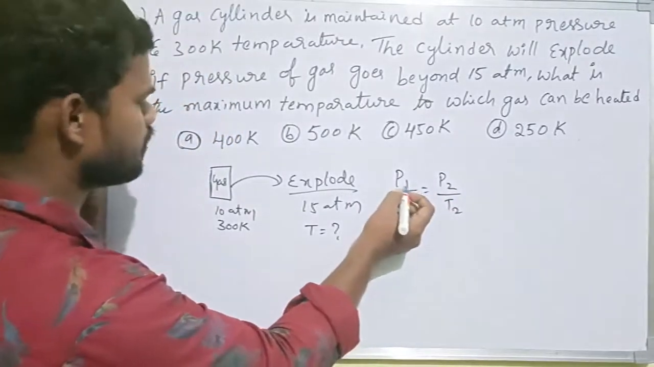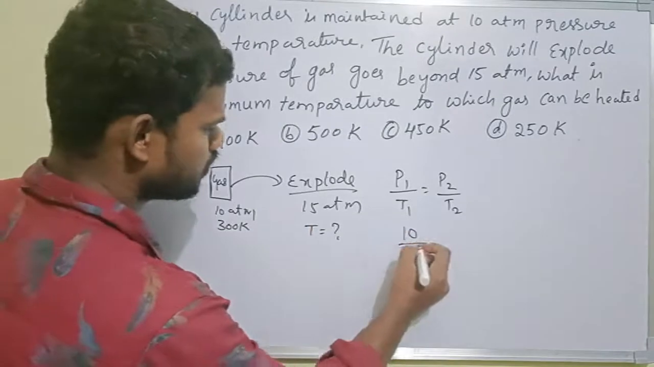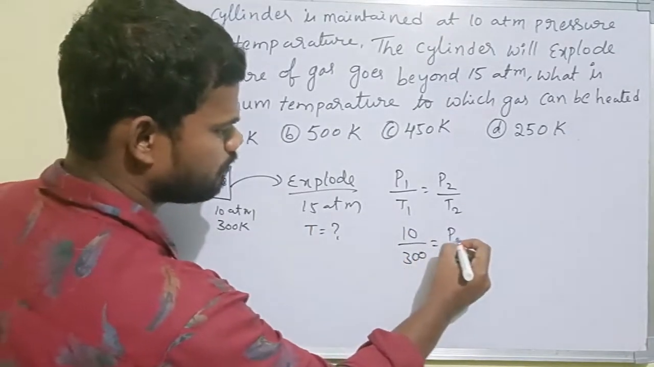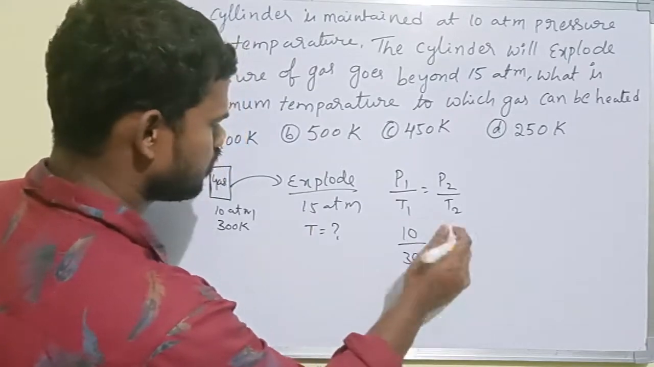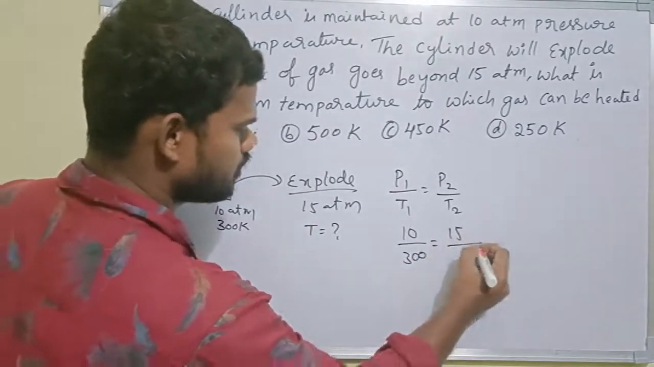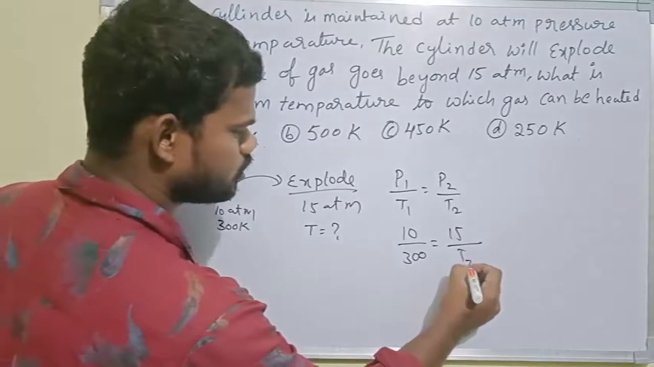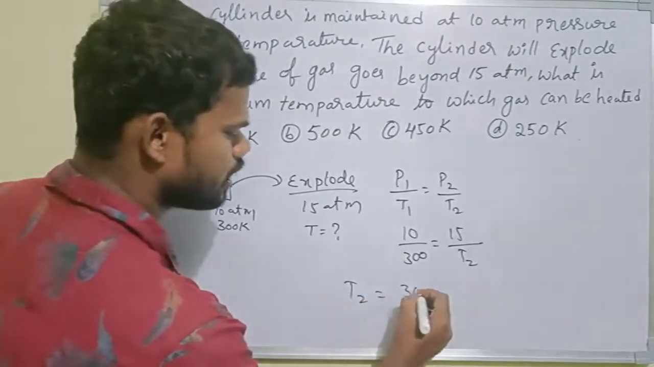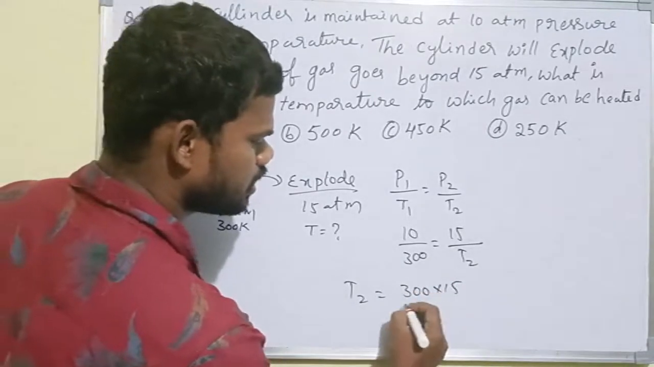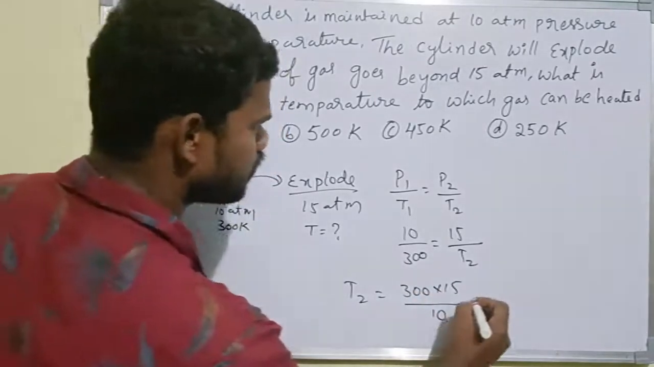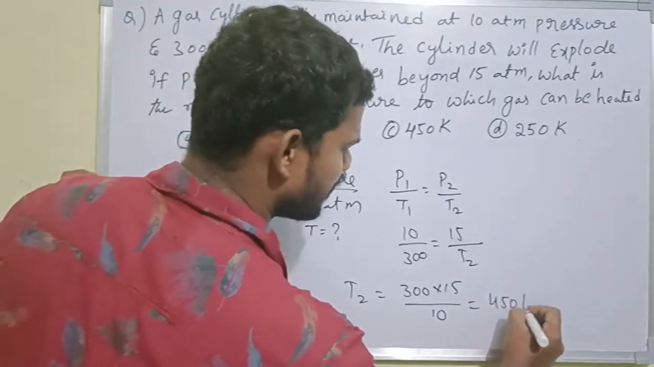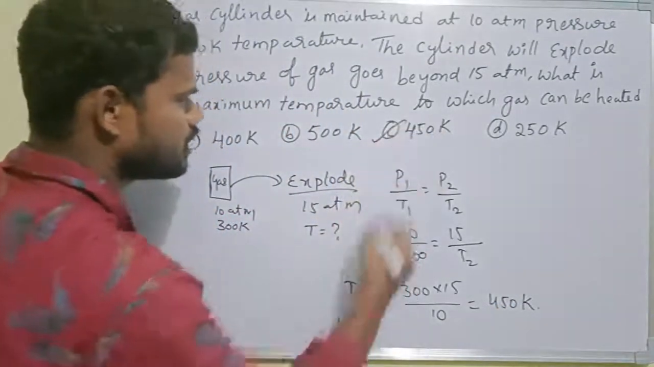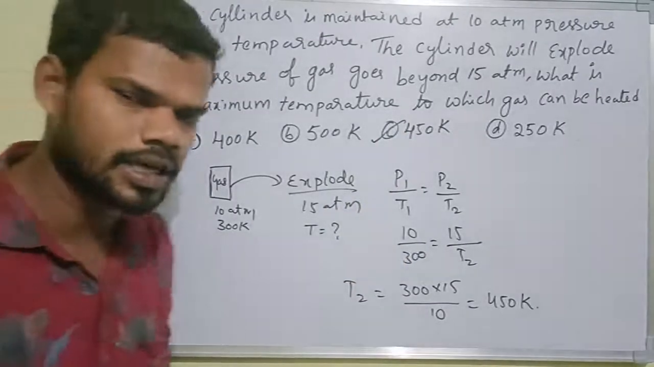P1 is 10, T1 is 300 Kelvin, equal to P2, which they have given as 15 atmospheric pressure. We have to calculate T2 only. So T2 equal to 300 into 15 by 10. If we calculate this, we get 450 Kelvins. So which option is correct? Option 3 is correct.